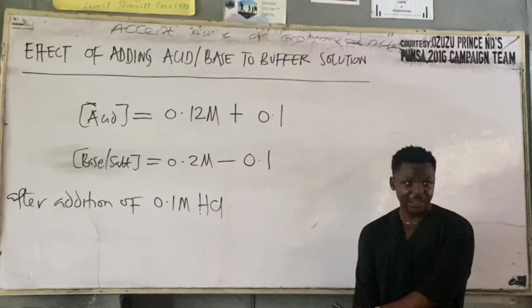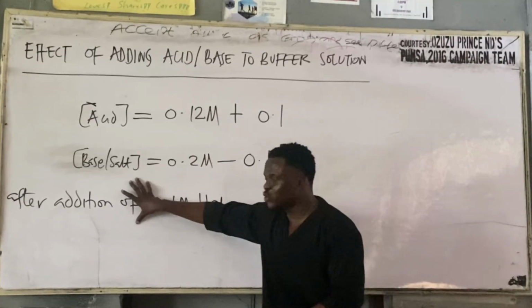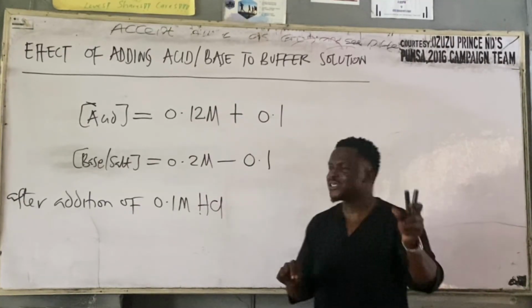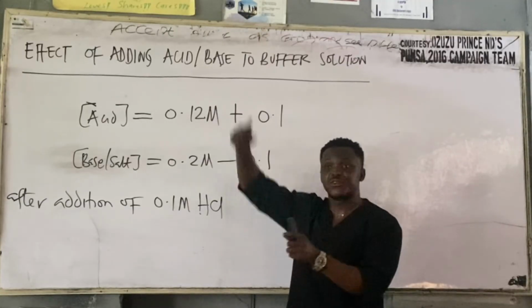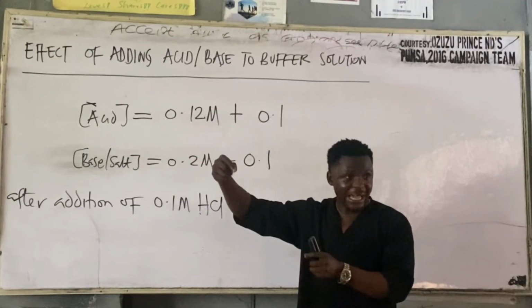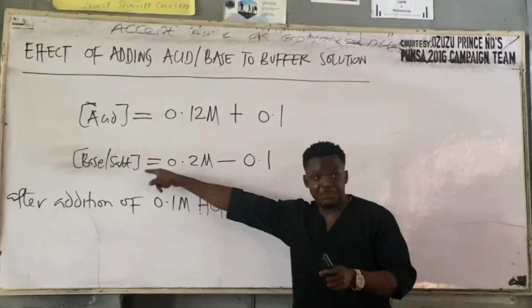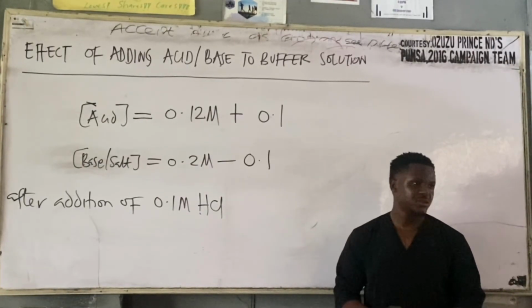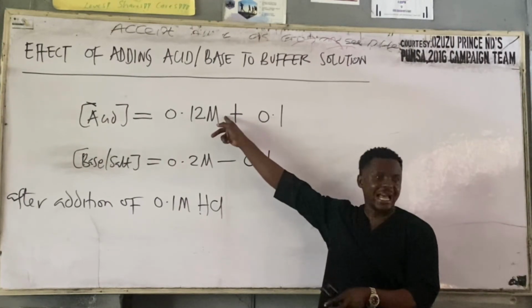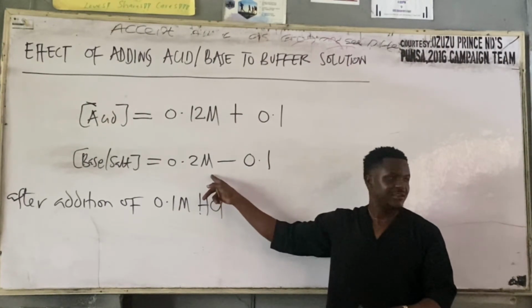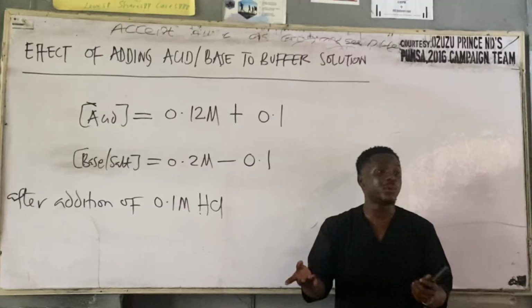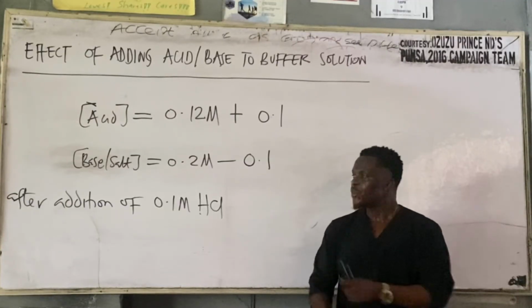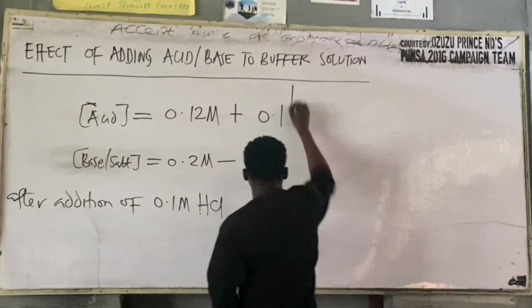Can you see what's happening here? If you add an acid to a buffer solution, that acid goes to the concentration of the acid and increases it by that amount, right? And that same amount goes to the base and decreases it by that same amount. So whatever is added here will be removed from there, so that at the end of the day, the effect will not be much.